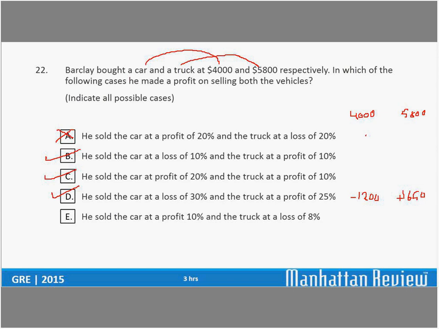He sold the car at a profit of 10% and the truck at a loss of 8%. So the 10% profit is 400, and the loss is 8% of 5800. What is the loss value? 464. So the loss is 464 and the profit is 400, which means ultimately he is getting a loss.